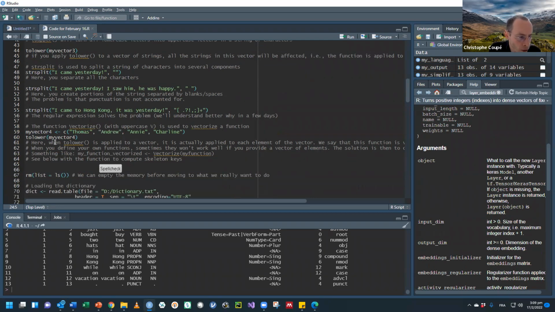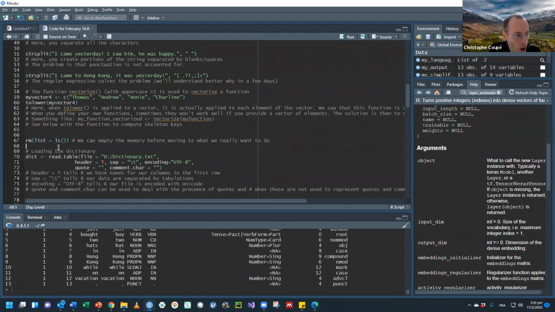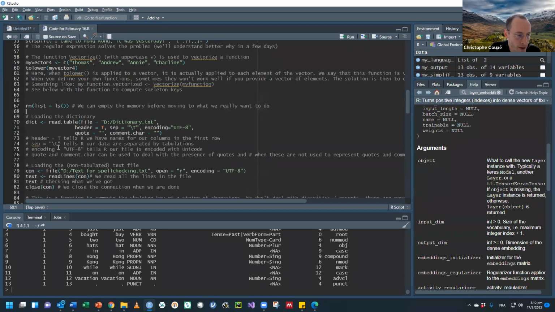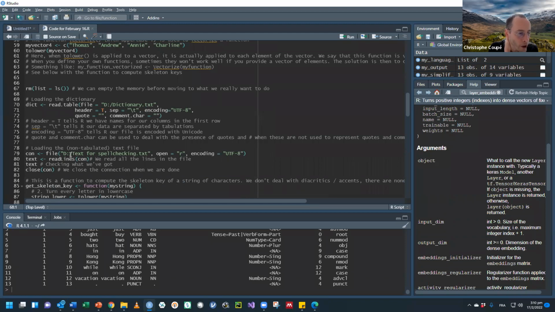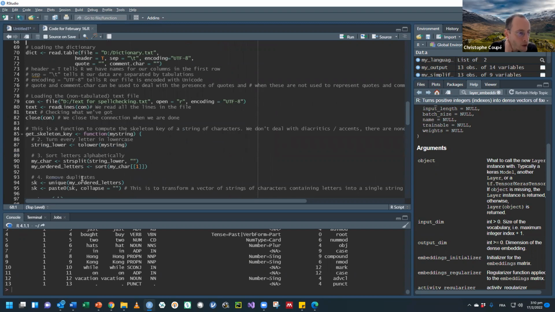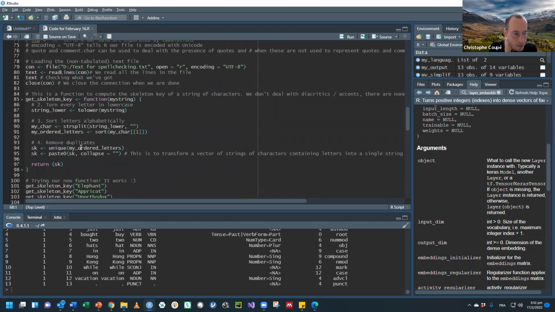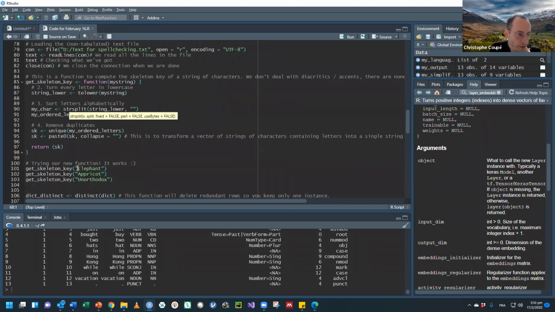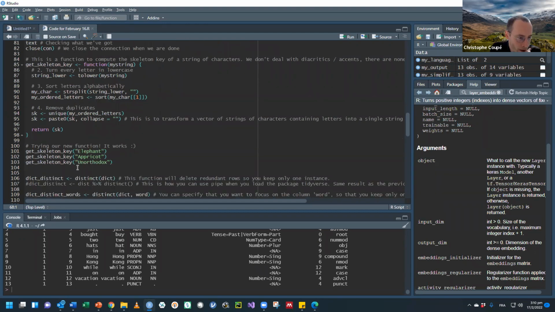I told you about the vectorize function, and then we saw how we can load a tabulated file, that's a dictionary in our case, with a number of correct word forms. And then we also loaded a text that we want to analyze. And since we want to build something based on skeleton keys, we built a function that we call getSkeletonKey, so that we can give any string of characters and get in return the skeleton key. We tried it, it was working fine.